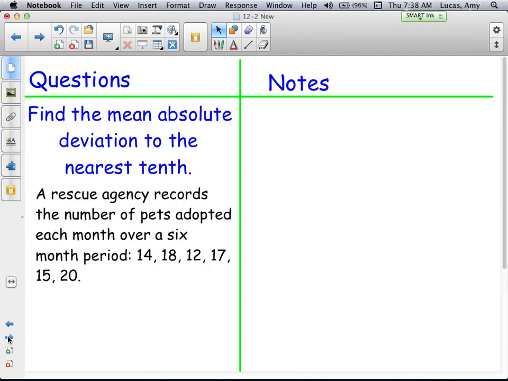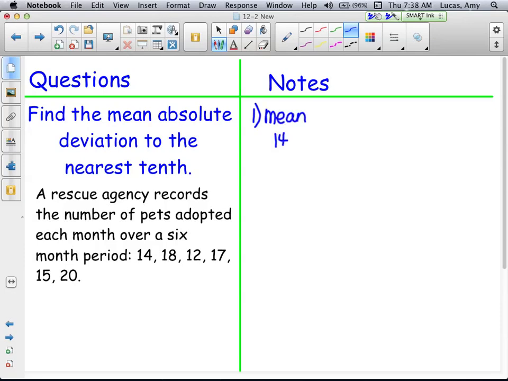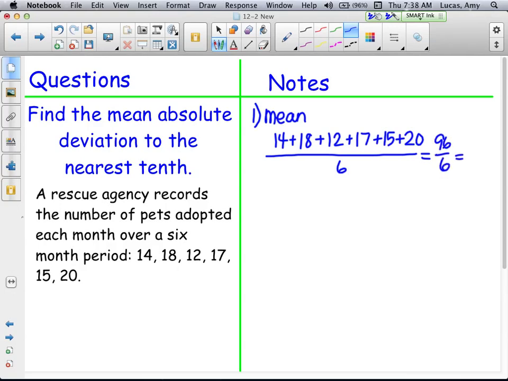Another mean absolute deviation problem. A rescue agency records the number of pets adopted each month over a 6-month period. 14, 18, 12, 17, 15, and 20. So step 1, let's find the mean. Add them up and divide by 6. So this one is 96. If I divide by 6, I get 16. So nice number. This one will be much easier to calculate than the last one.